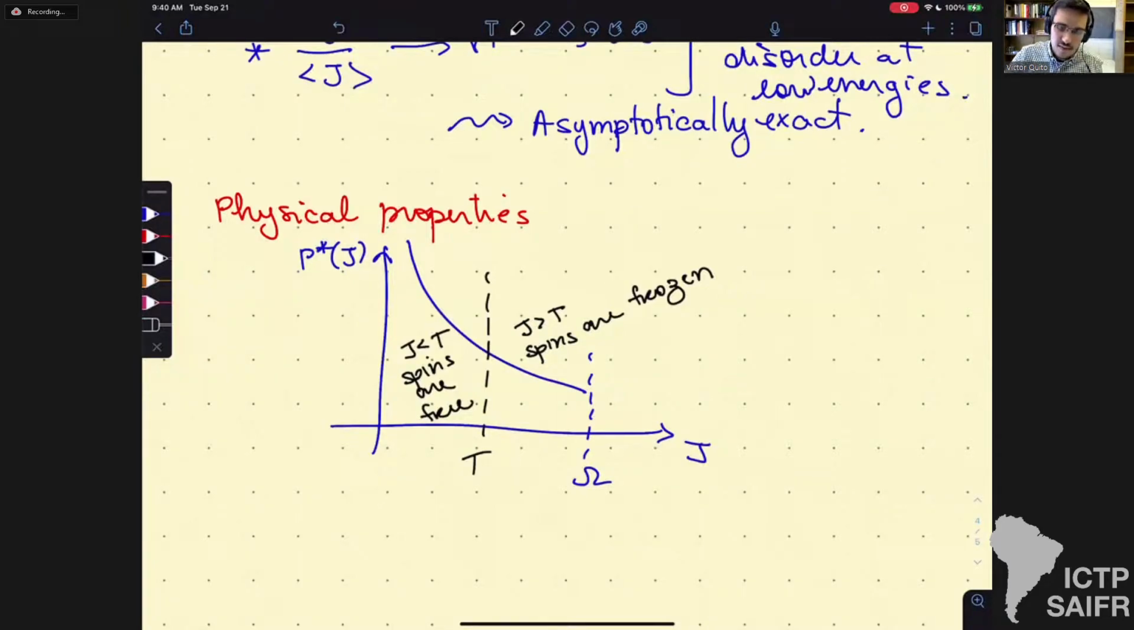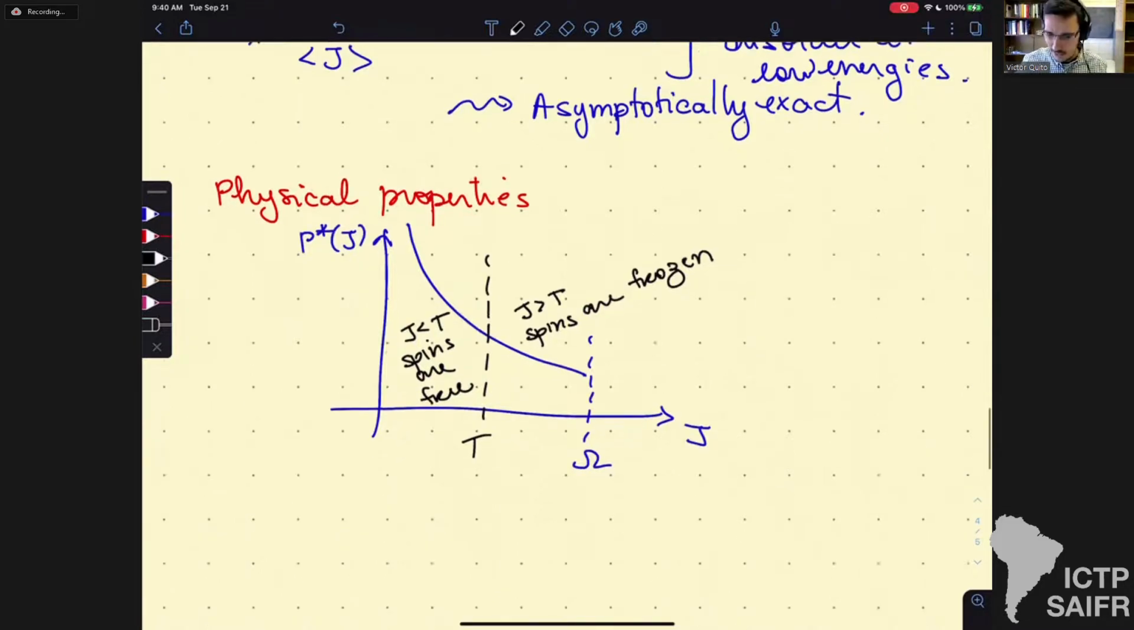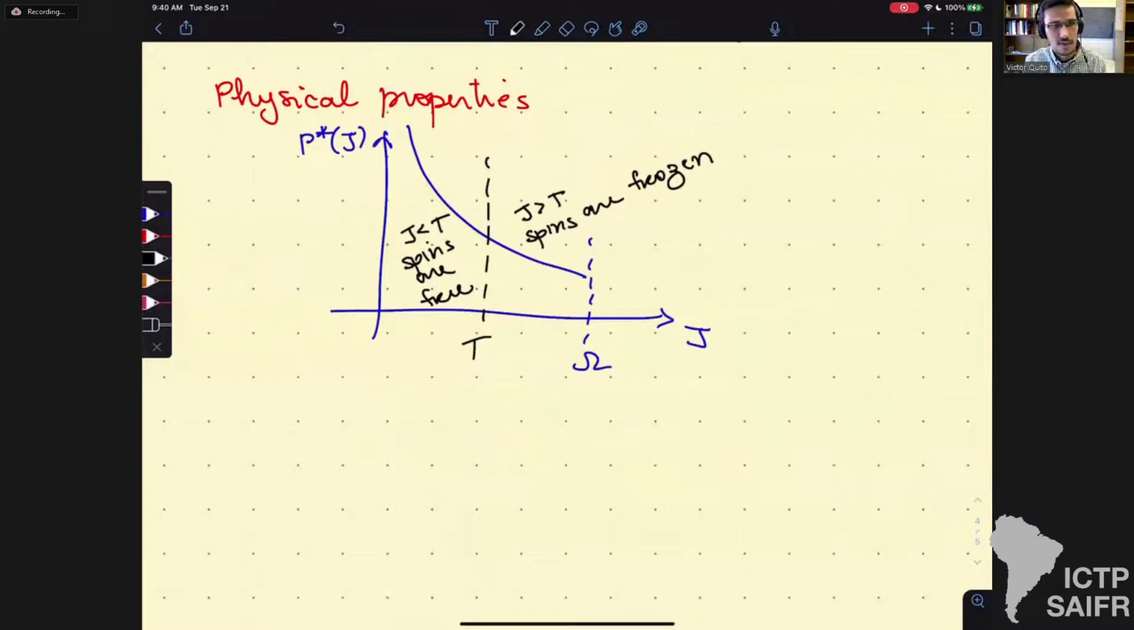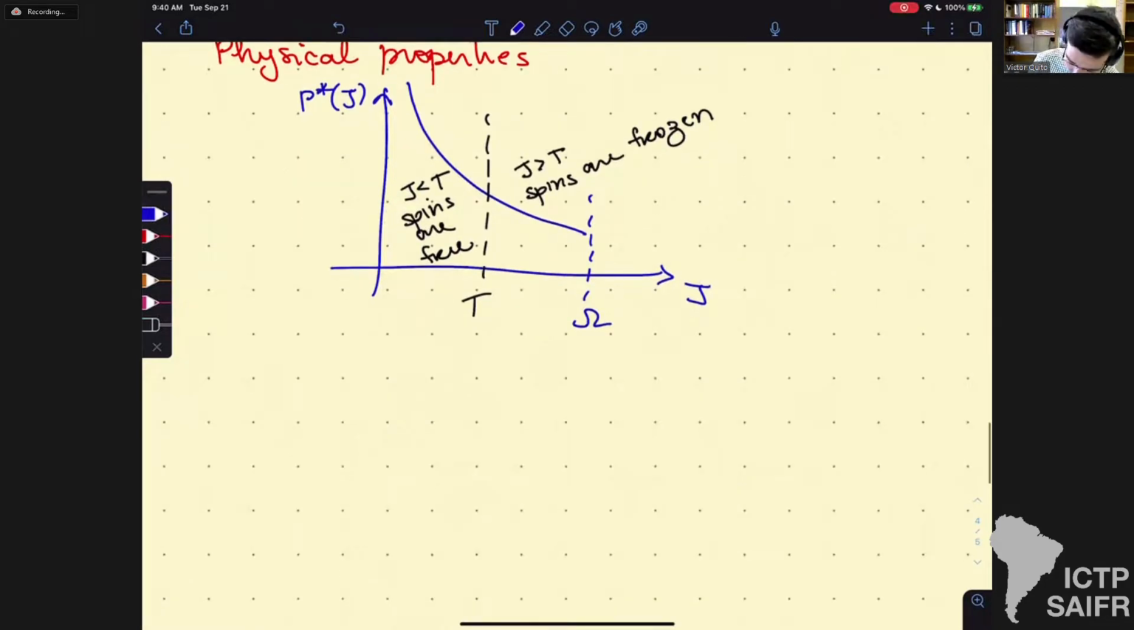Well, if the spins are free, we know how to calculate physical properties. And if they are frozen, we also know how to do that. So it's just a matter of counting what is the fraction of spins that are frozen and what is the fraction of spins that are free. Several physical properties can be calculated by just using this picture.